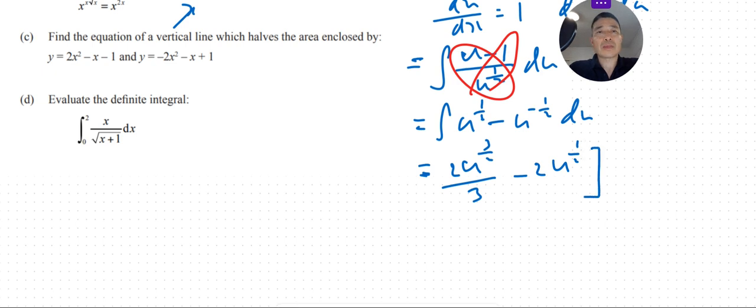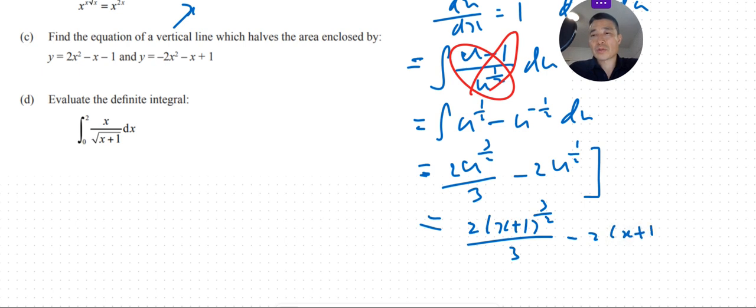And remember, this is a definite integral. And again, I'm not going to write numbers here because I'm going to substitute back to x. So u is x plus 1, wasn't it? So we say 2 times (x plus 1) to the power of 3 over 2 over 3 minus 2 times (x plus 1) to the power of half, yeah, from 0 to 2.